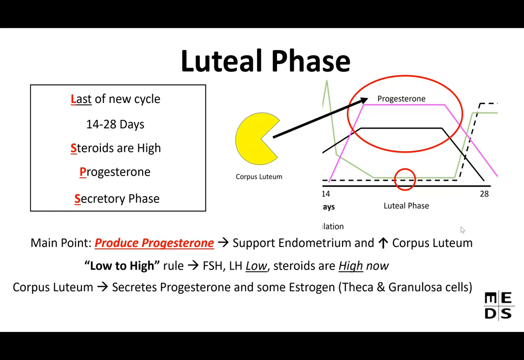The corpus luteum is really important that you keep this around. What it's going to do is secrete progesterone and a little bit of estrogen, and it's going to be from the theca and granulosa cells. The secretory phase, like I said, is preparing the endometrium for implantation, thinking that if the egg does get fertilized, it needs to implant somewhere, and the endometrium needs to stay around to support implantation and therefore start pregnancy.